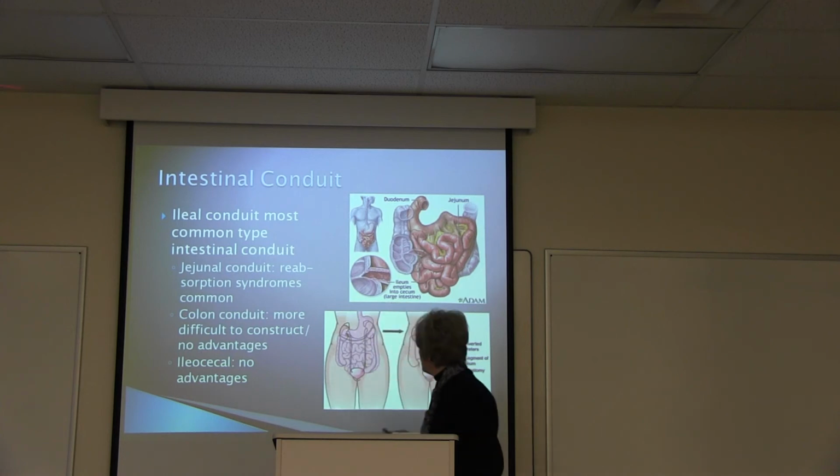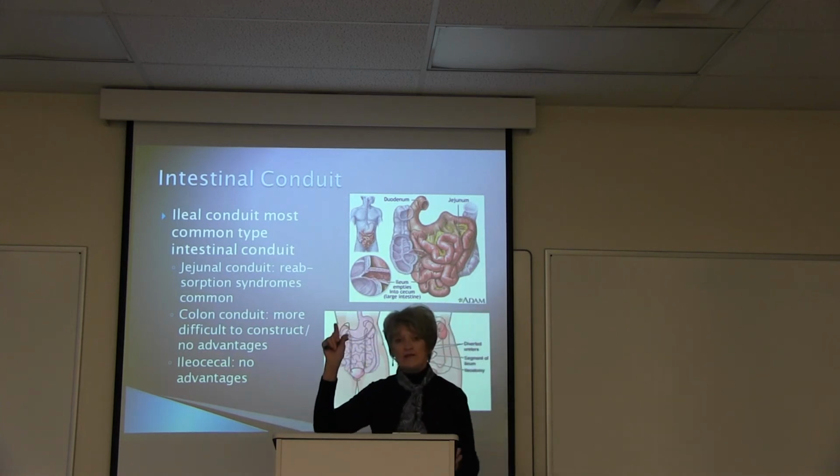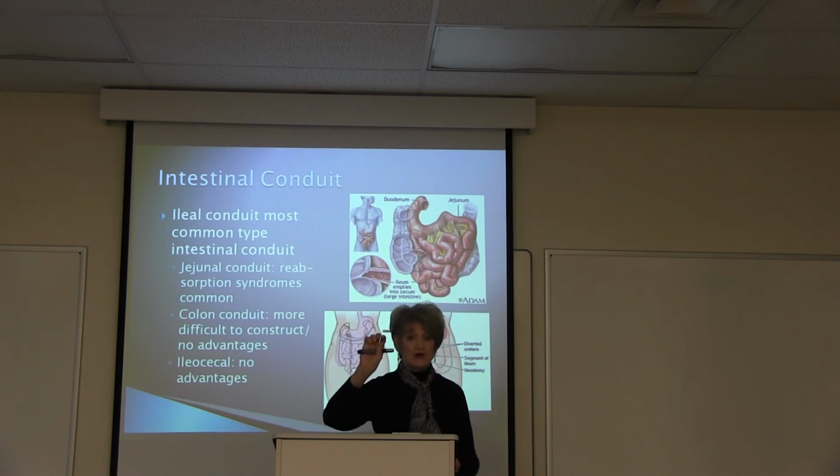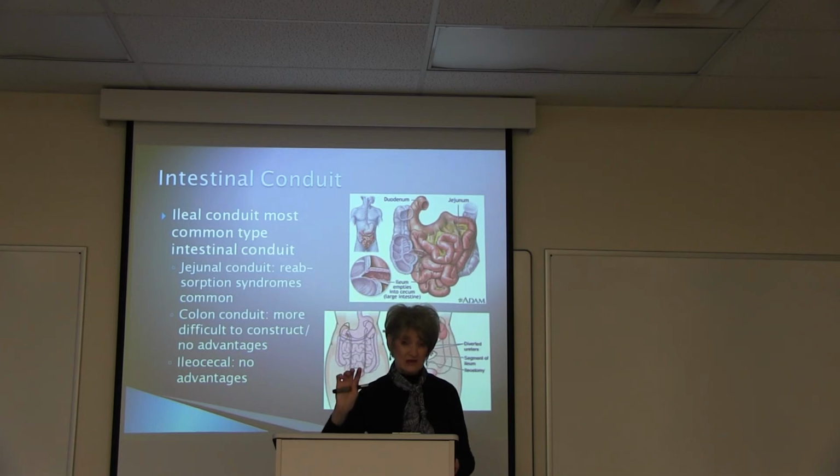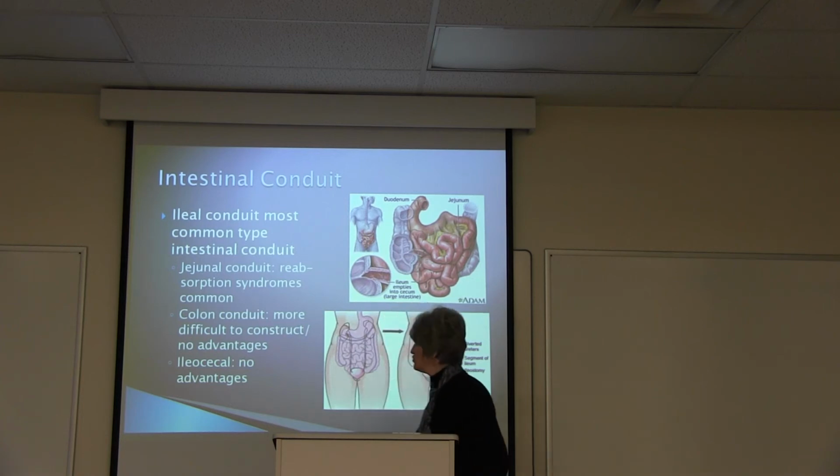So when they created conduits out of jejunum, even though the urine passed through pretty quickly, there was still significant absorption of electrolytes out of the urine, transfer of electrolytes in exchange, and these patients got into some very serious and significant reabsorption syndromes. So now the jejunum is not used unless it's an absolute last resort. You do not want to use jejunum. So take jejunum off the table.